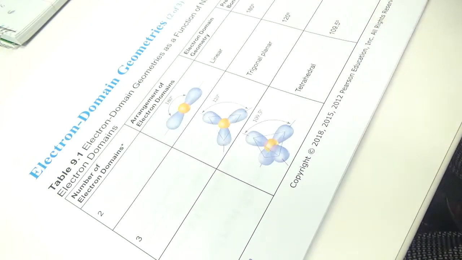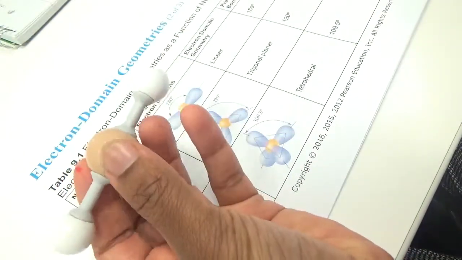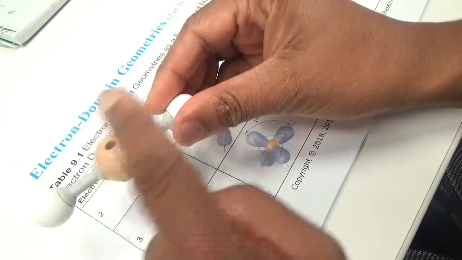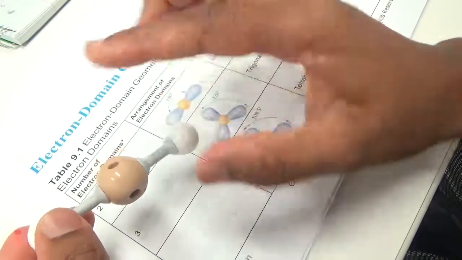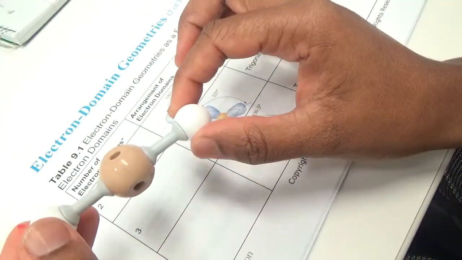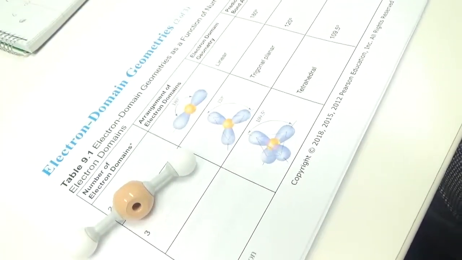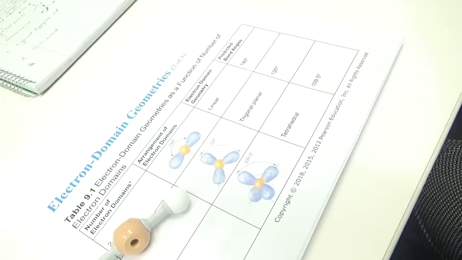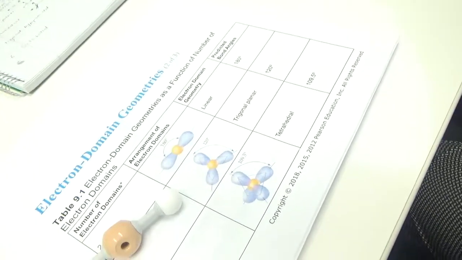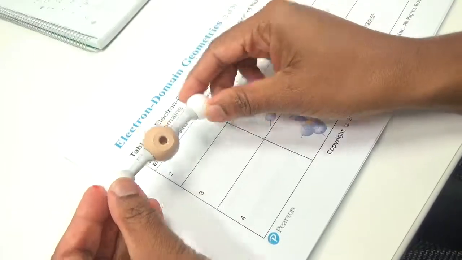If you have 2 electron groups around the central atom, as you can see in this structure, this is the center atom, 1, 2. The geometry is linear, with a bond angle of 180. So this is the linear electron geometry when you have 2 electron groups around the central atom.